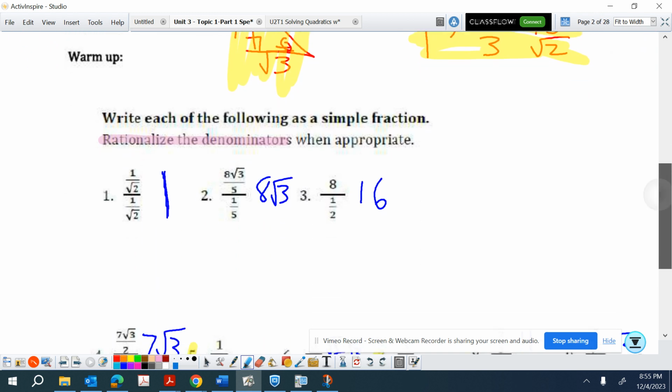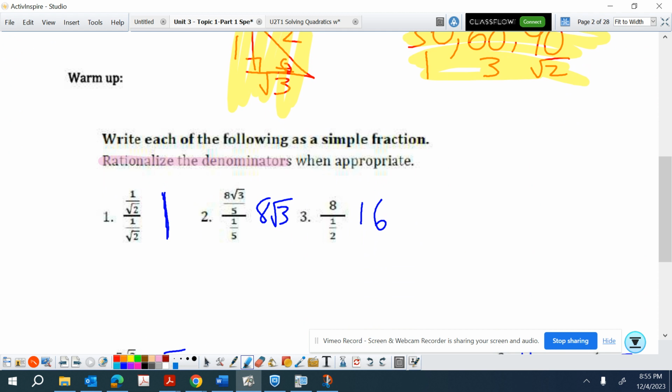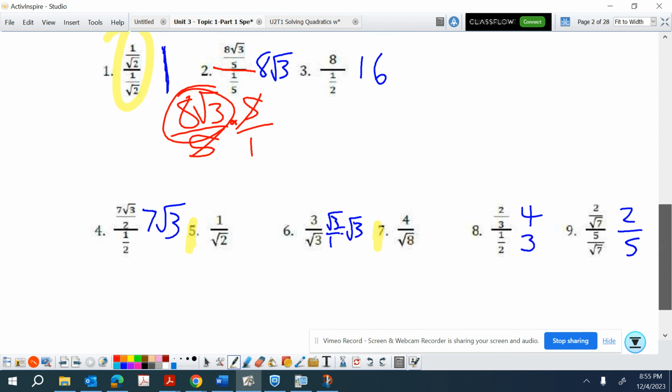Below, I'm going to just expose the answers. Remember, anything divided by itself is 1. For number 2, you can do 8 square root of 3 over 5. You can use keep, change, flip. Division becomes multiplication. Do the reciprocal of 1 over 5 to become 5 over 1. 5 divided by 5 is 1, leaving only 8 square root of 3 as the answer.